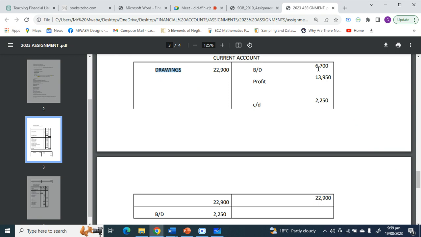You add up 6,700 plus 13,950. I'm not sure what number you get. Let's get our calculators. 6,700 plus 13,950. So the higher side is the debit side. So our balance carried down is coming on the credit side. A debit balance in this current account is more like you are owing the company. You took out more money than you have within the company. So it's like you are owing the company some money.